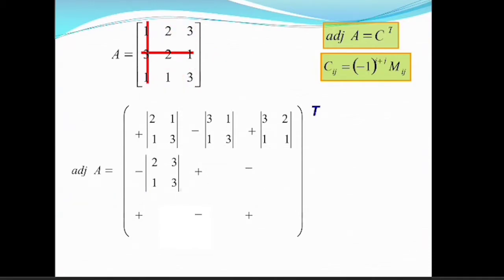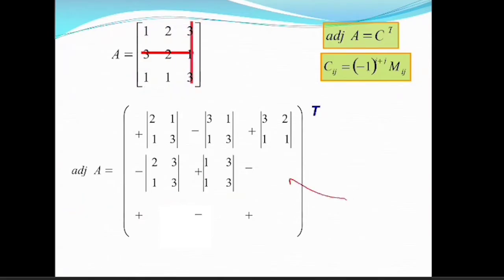Next, this element is situated in the second row and second column. We have to delete the second row and second column. What's left is the numbers 1, 3, 1, and 1. Write it in the determinant form.